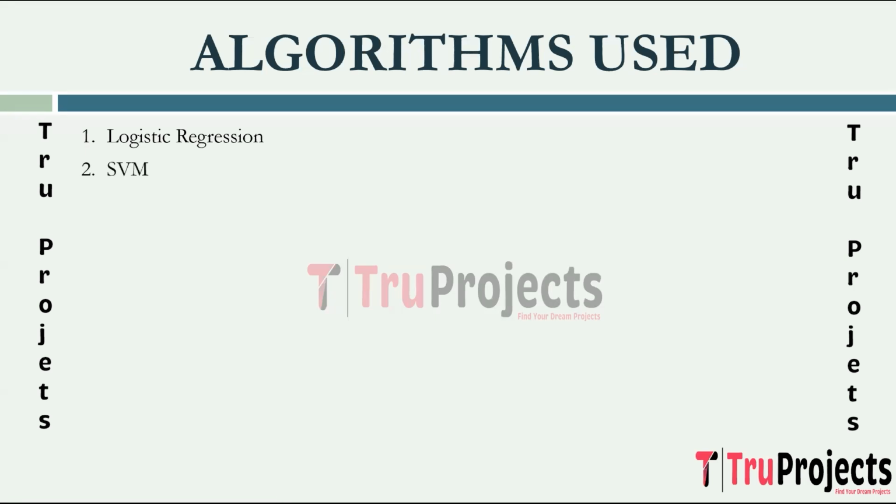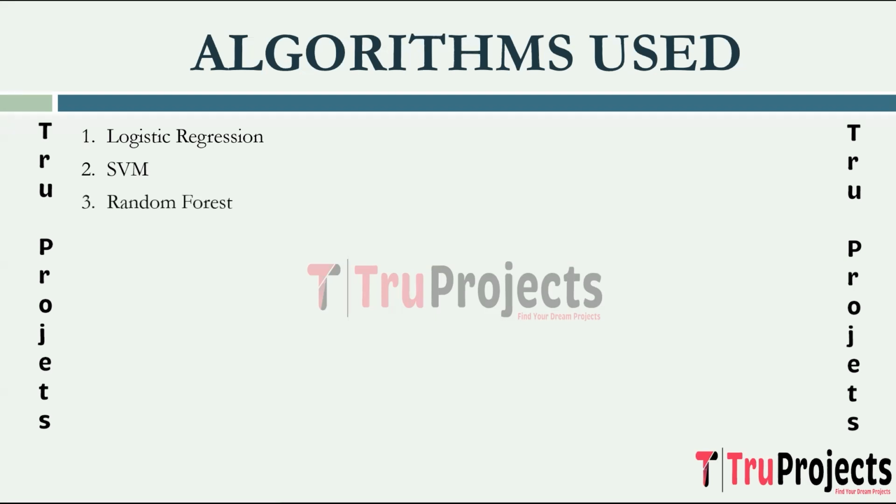Coming to support vector machine, which is SVM, it is a powerful supervised machine learning algorithm used for classification and regression tasks. It works by finding a hyperplane in a high dimensional space that separates data points into different classes while maximizing the margin between classes. SVM is effective for text categorization as it can handle high dimensional data well and it is capable of creating a clear boundary between different text categories.